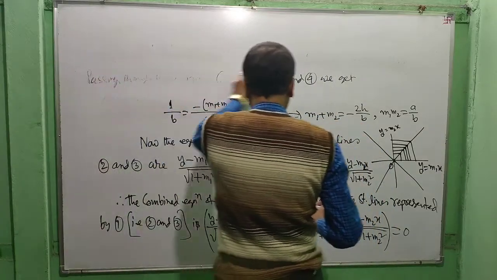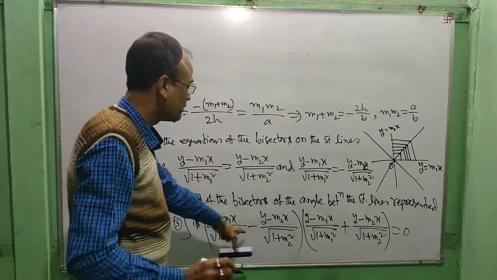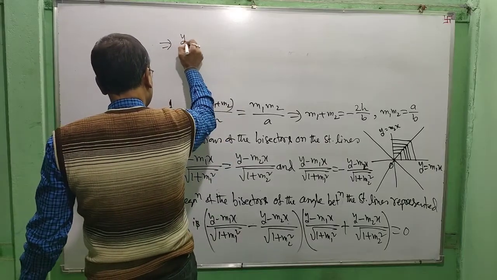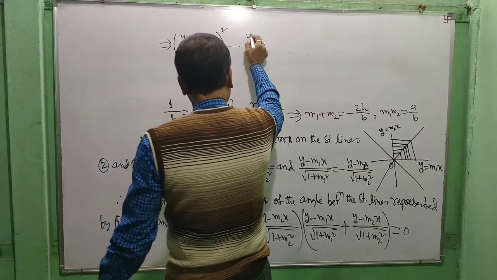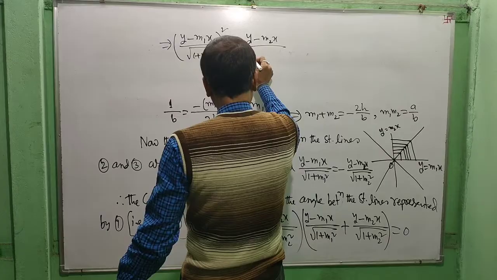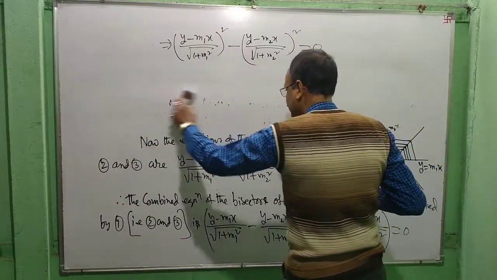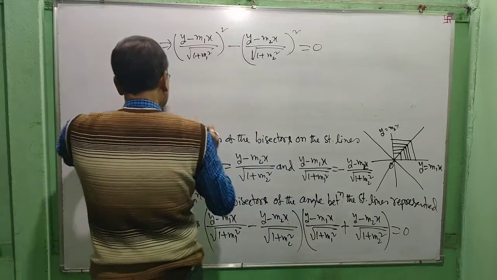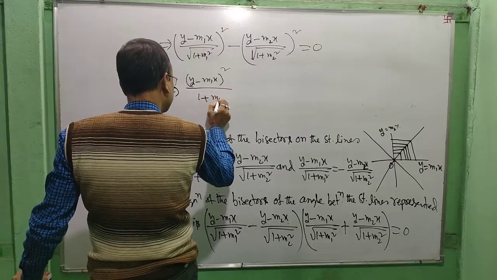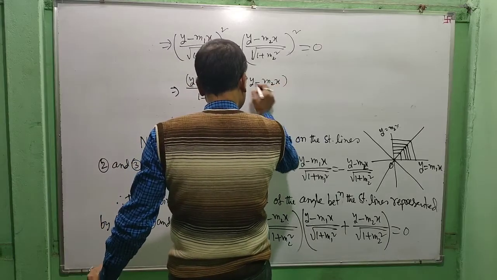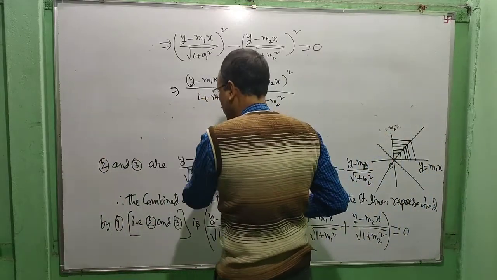Now we will simplify this equation. It is of the form (a plus b) into (a minus b). This means ((y minus m1x) divided by root over (1 plus m1 square)) whole square minus ((y minus m2x) divided by root over (1 plus m2 square)) whole square is equal to 0. This means (y minus m1x) whole square divided by (1 plus m1 square) is equal to (y minus m2x) whole square divided by (1 plus m2 square). The equation of the bisectors will be this.